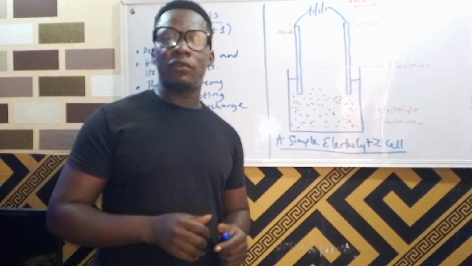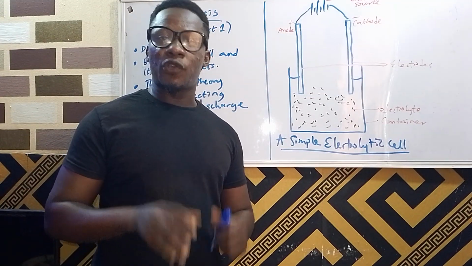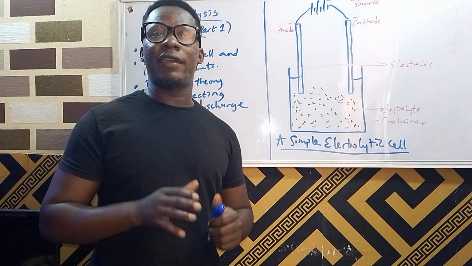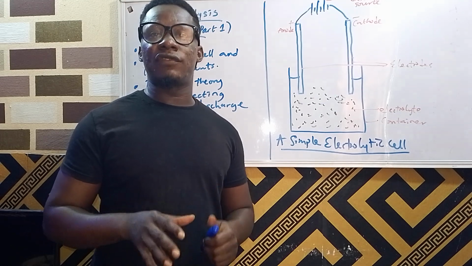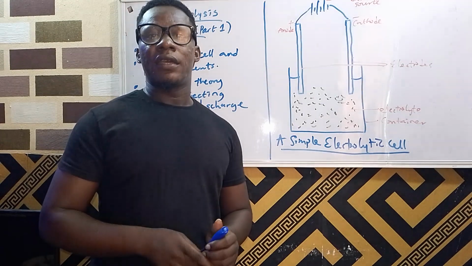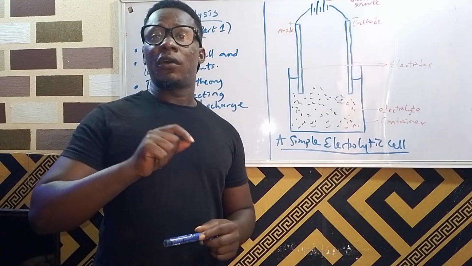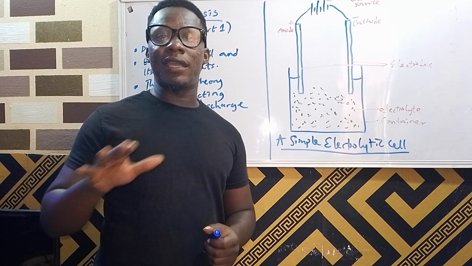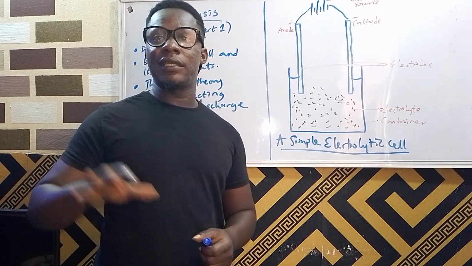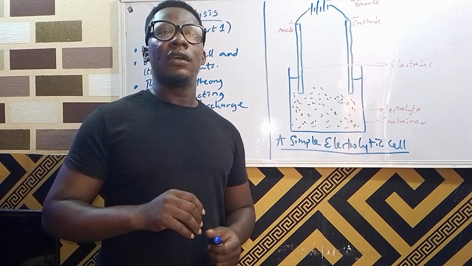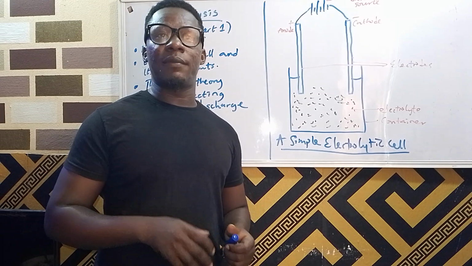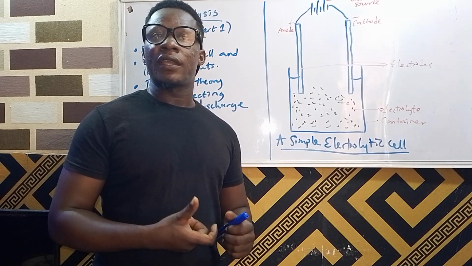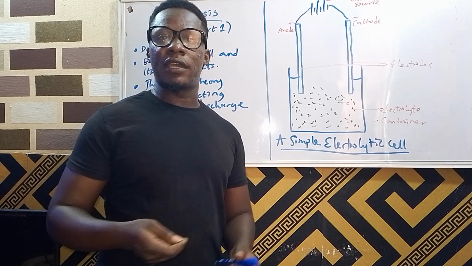Electrolysis is the chemical decomposition of a substance in molten or aqueous state when electric current passes through it. Underline the words chemical decomposition of a substance in molten or aqueous state. That's a condition when electric current is passed through it. That means we are converting electrical energy to chemical energy.